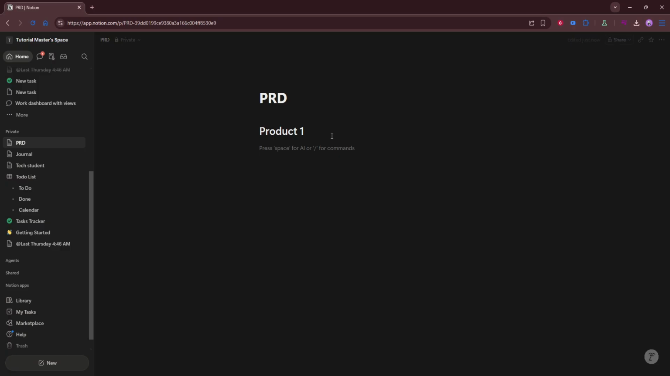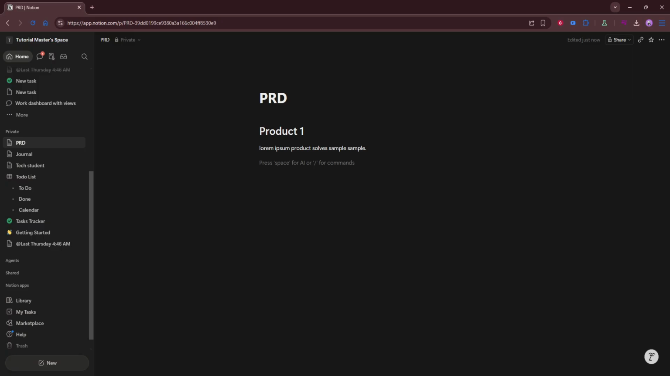Next, write out the problem the product is trying to solve. This section is important because it gives the project direction. Instead of jumping straight into solutions, clearly describe the issue, pain point, or opportunity behind the work. A strong problem statement keeps the team aligned and helps prevent unnecessary features from being added later.